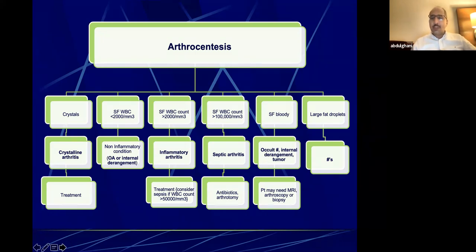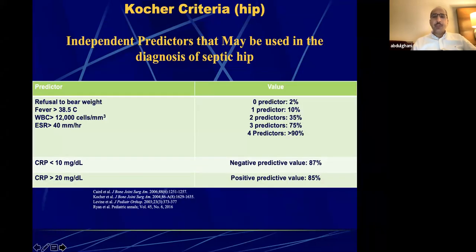So you need to have a gross idea, because invariably septic arthritis is going to present with pain and swelling, and there are multiple differential diagnoses so far as that condition is concerned. Hence, you need to be oriented. You need to be aware of the various investigations, how to differentiate these conditions. In hip joint septic arthritis, there is something called Kocher's criteria, and this can be an independent predictor that may be used in the diagnosis of septic arthritis.